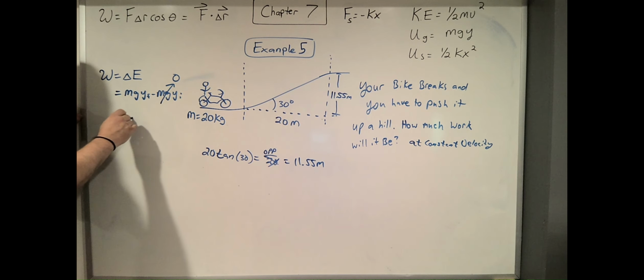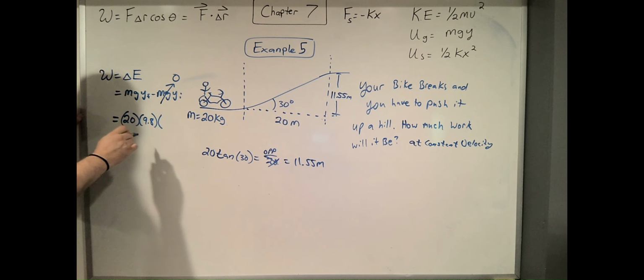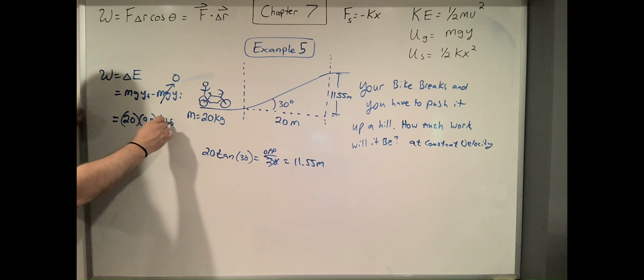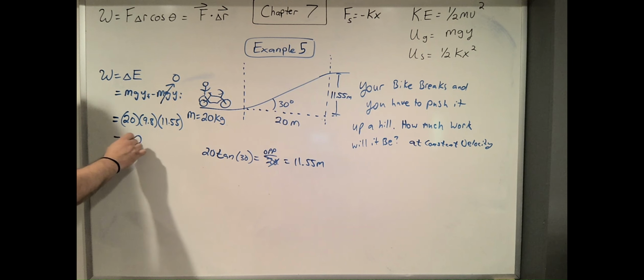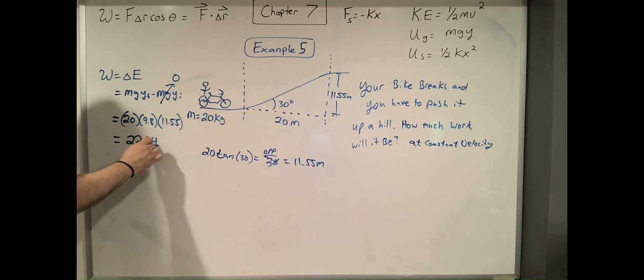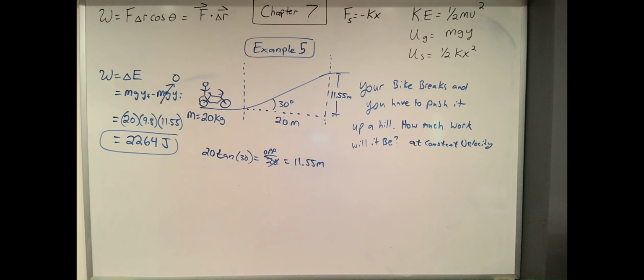The mass is 20. g is always 9.8. And now my y final will be 11.55. Grab a calculator, throw that in there, and what do we get? We get 20 times 9.8 times 11.55. We get the total amount of work needed to push that bike up, 2264 joules, or around that. Okay. That's the amount of work that was needed to push that bike up the hill.